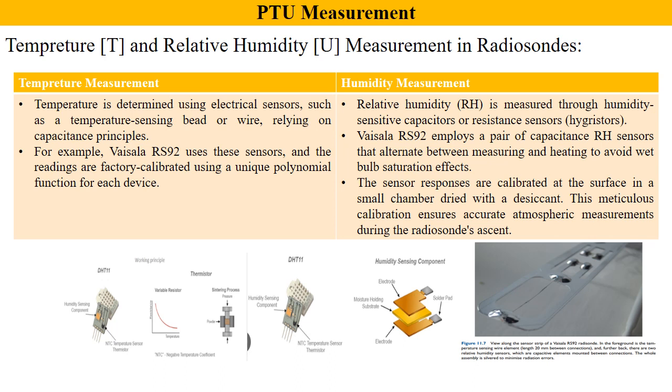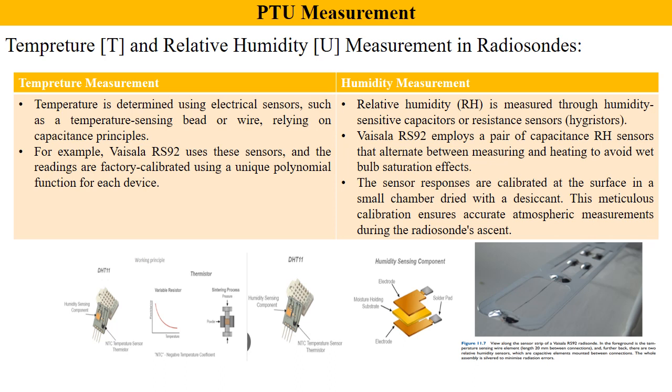How to measure temperature and humidity? The temperature is determined using electrical sensors, such as temperature sensing beads or wires, relying on capacitance. Actually, they also depend upon capacitance, but here I'm going to talk about thermistors only. So, for example, Vaisala RS92 uses these sensors, and the readings are factory calibrated using a unique polynomial function for each device.